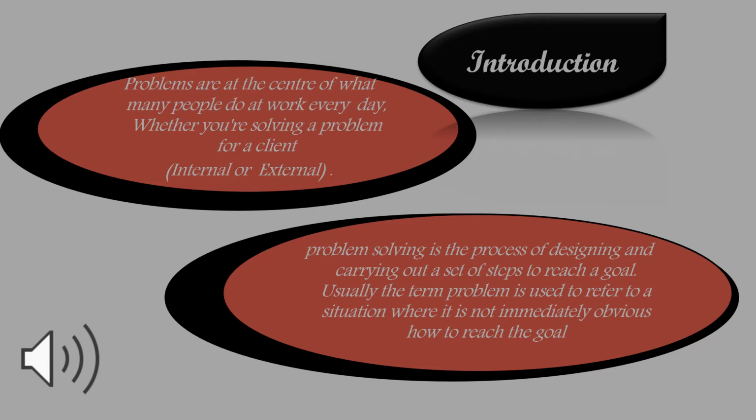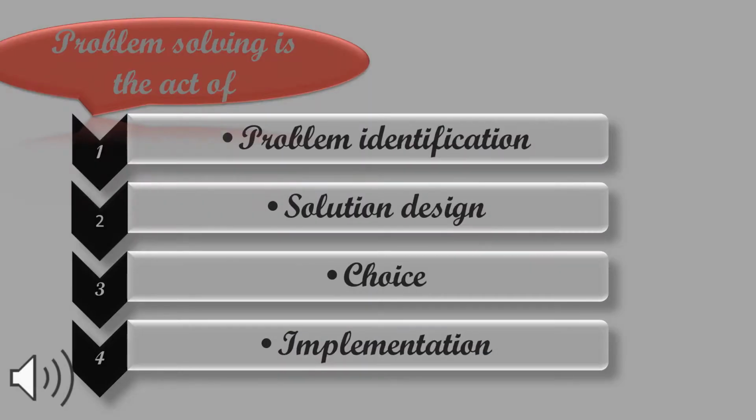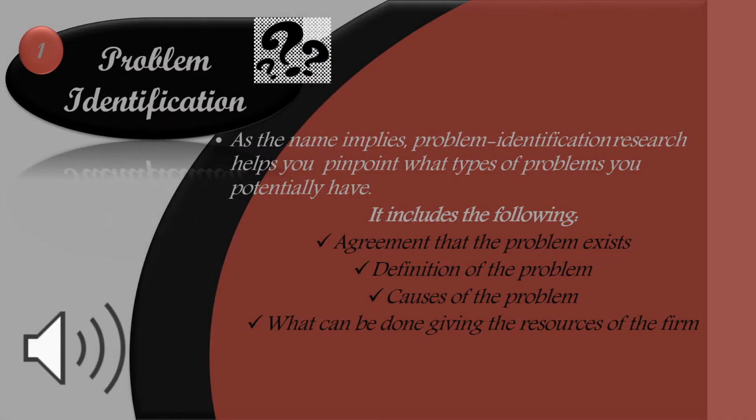Problem solving is the act of four sequential steps: 1. Problem identification, 2. Solution design, 3. Choice, 4. Implementation. The first step, problem identification, is maybe considered the most important step in the problem solving approach.